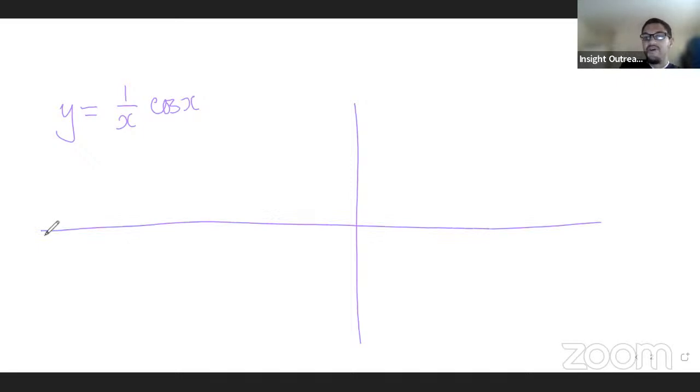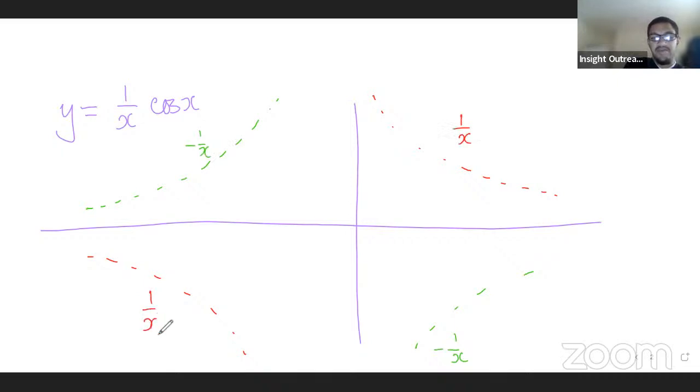So what we'd have to draw is the 1 over x graph, which I'll draw in red. And then I'll draw the minus 1 over x graph in dotted lines in green. This is minus 1 over x, and 1 over x. So essentially, can anyone tell me, at what values does cosine equal positive 1? Does anyone know?